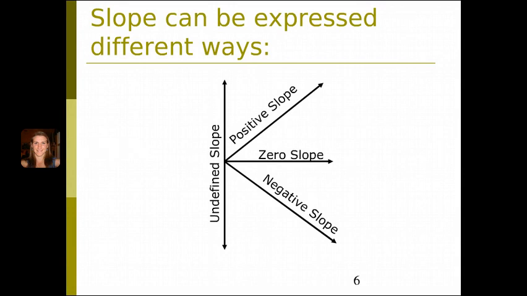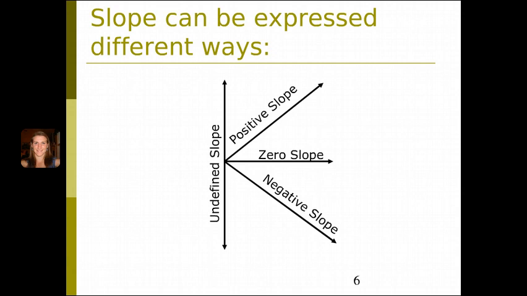Slope can be expressed in different ways. One way to help you remember the ways that slope can be expressed is by using this K shape with the line through the middle. The vertical line has a slope of undefined. A line that looks like it's going uphill from left to right is a positive slope. A horizontal line is a line that has a slope of 0. And a line that looks like it's going downhill from left to right has a negative slope.